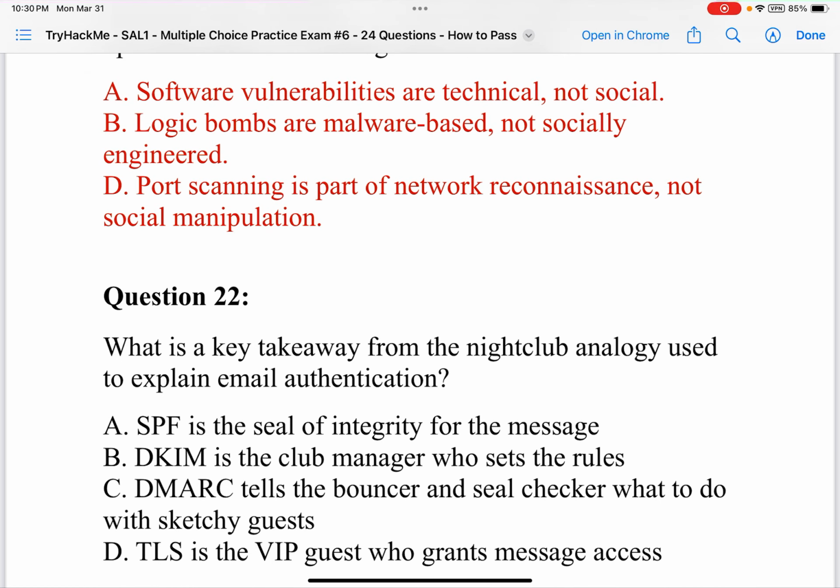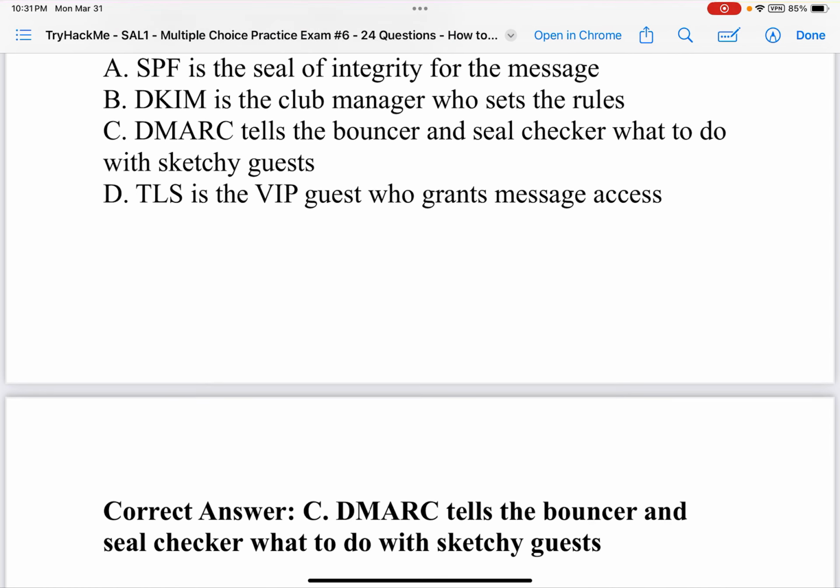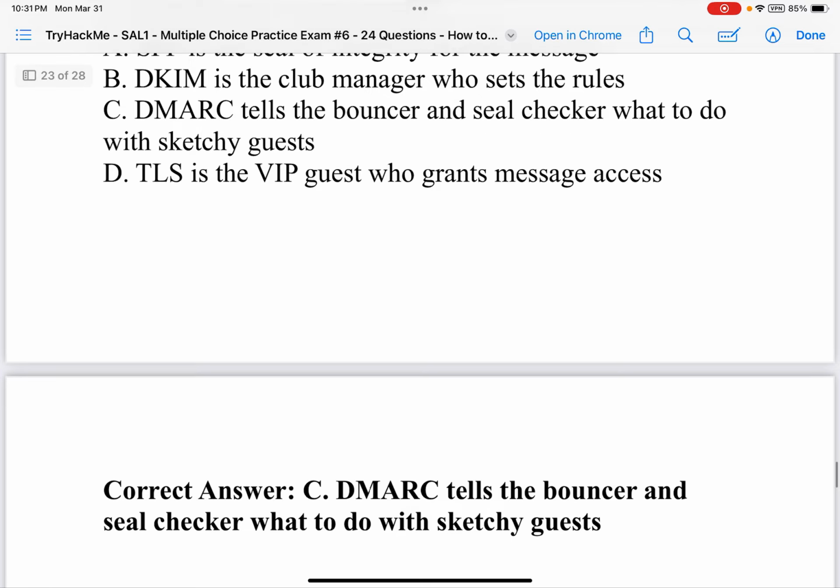What is a key takeaway from the nightclub analogy used to explain email authentication? A. SPF is the seal of integrity for the message. Or B. DKIM is the club manager who sets the rules. Or C. DMARC tells the bouncer and seal checker what to do with sketchy guests. Or D. TLS is the VIP guest who grants message access. The correct answer is C. DMARC tells the bouncer and seal checker what to do with sketchy guests.